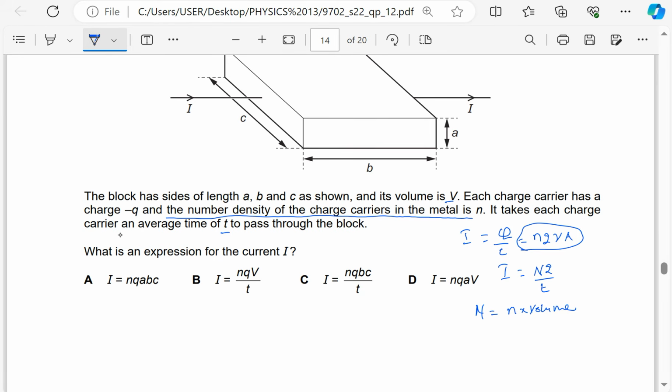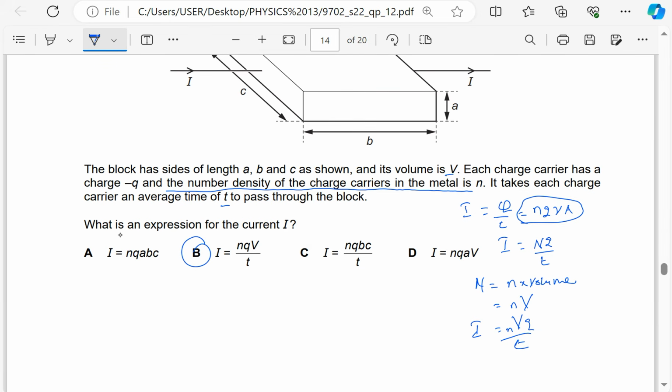And of course, this is going to be equal to n times capital V, which is the volume. Then it means the current is going to be n times V, then times e divided by t. And I think this is going to be the best answer to this question. I did not even need to use this.